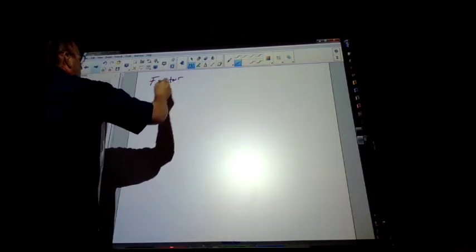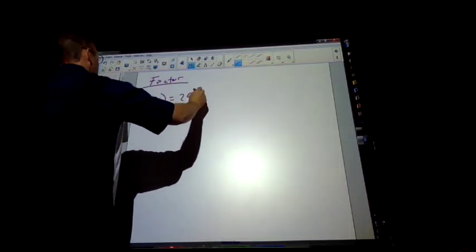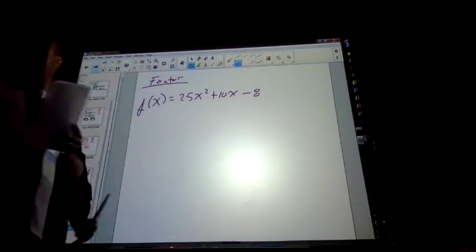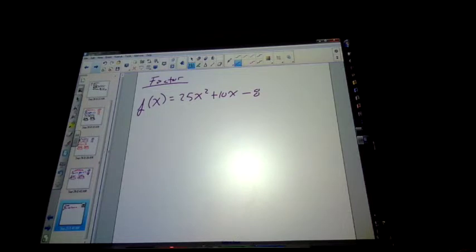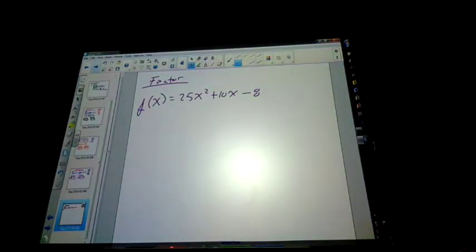I'm not solving these. So we're going to have the function at x is equal to 25x squared plus 10x minus 8. Okay, so a little bit different than we've seen because it's equal to the function at x. And the function at x is the same thing as what? Y. Okay, it's called writing in functional notation rather than y equals notation if you wanted to. Okay, so we just want to factor this. We're not going to take the binomials and set them equal to 0. I just want to break the factors down.